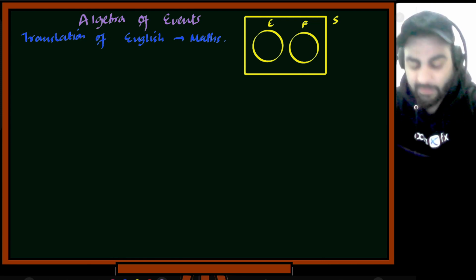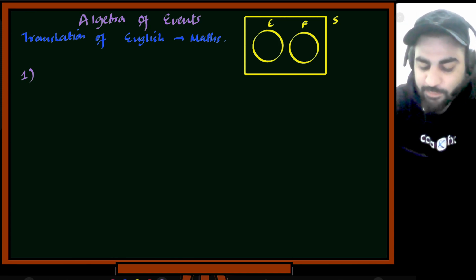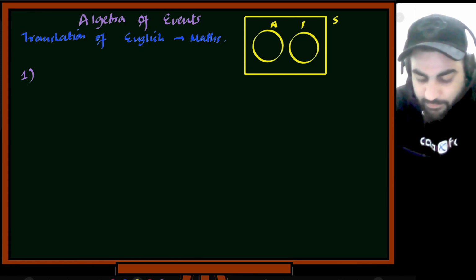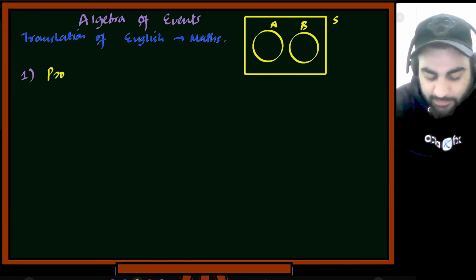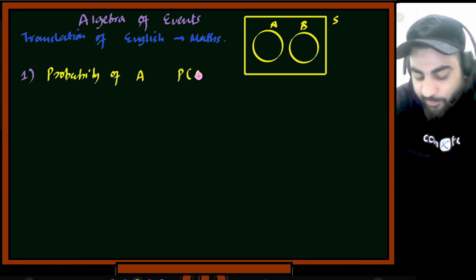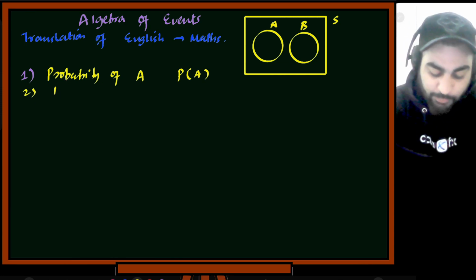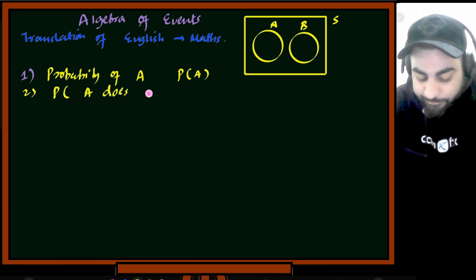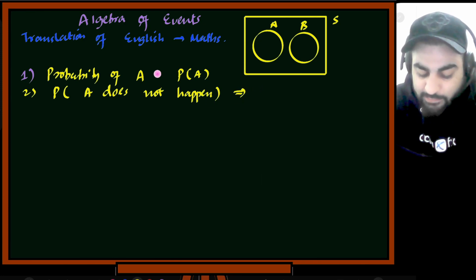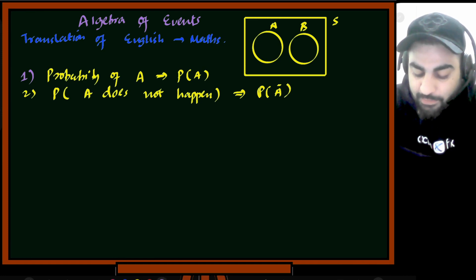The first thing that I'll translate is the probability that A does not happen. Let's call the events A and B, so it will be easy for me also. If somebody says probability of A, in mathematics we'll write it like this, P(A). The second thing is the probability that A does not happen. This will be just the complement, so this is the probability of A complement. What is A complement? A complement is what's outside A. So this portion.